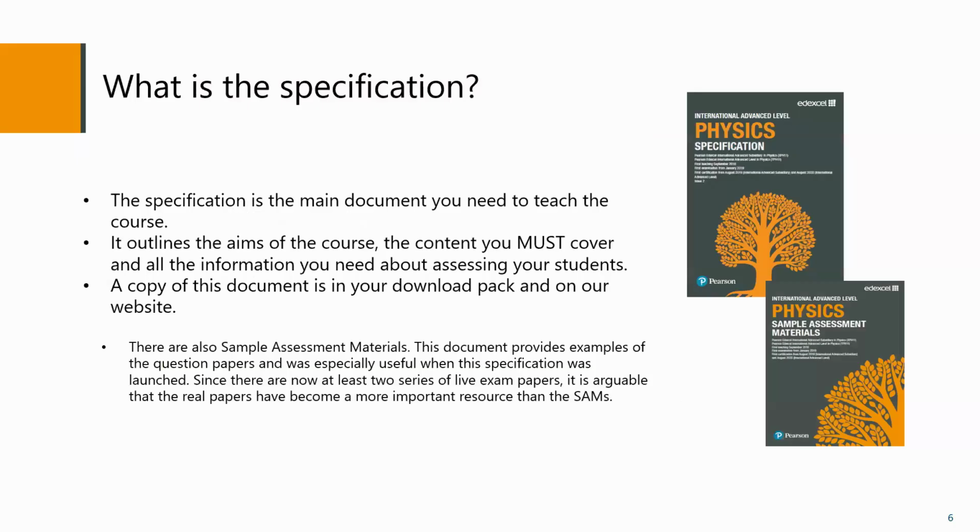Starting with an overview of the specification. This just outlines the main starting points, along with the Getting Started guide, resources for the specification, and what's to be found in them. The specification is the main document that you need to teach the course. It outlines the aims of the course, the content that you must cover, and all the information you need about assessing your students. A copy of this document is in your download pack and in the website. And I'll show you links to the website later on.